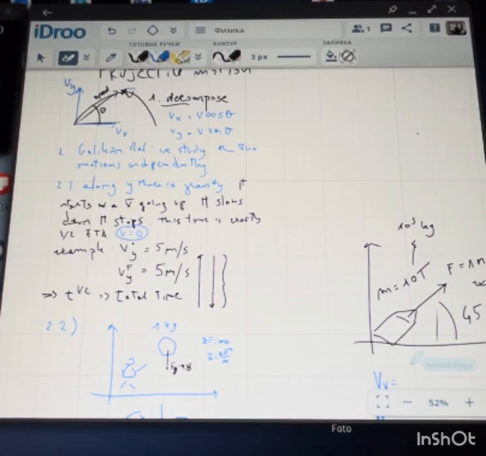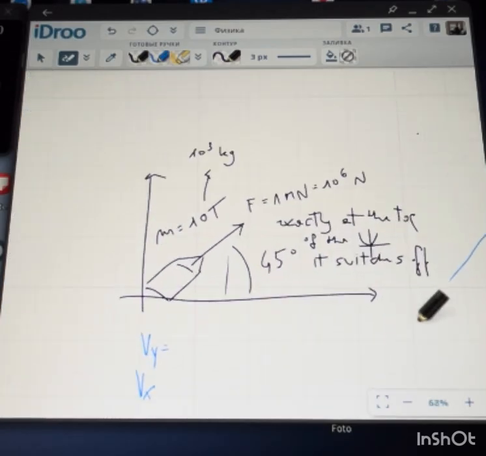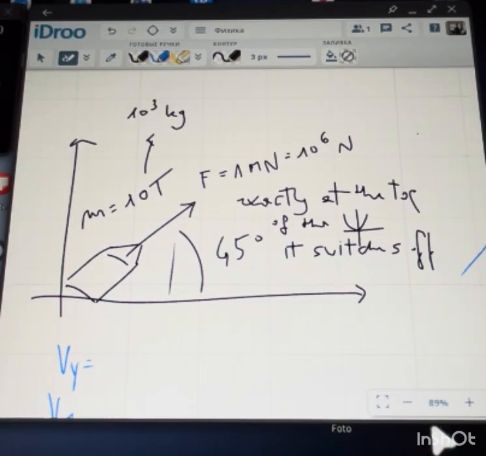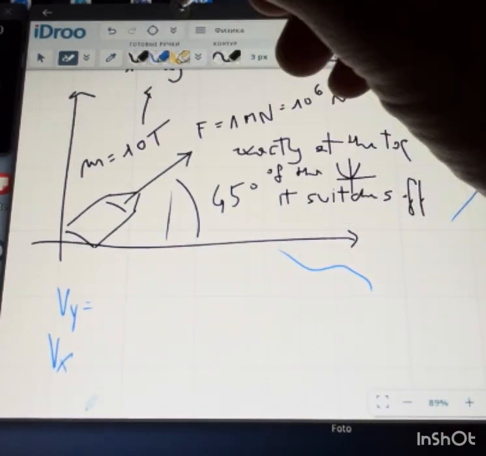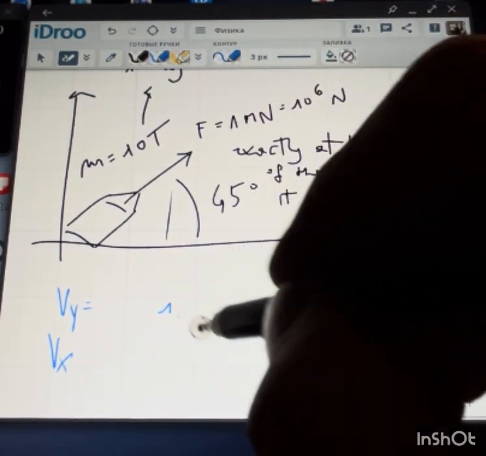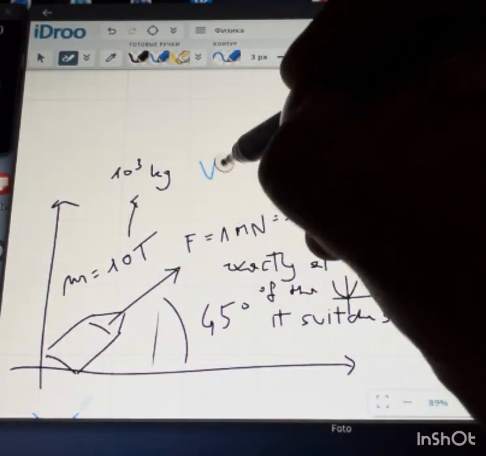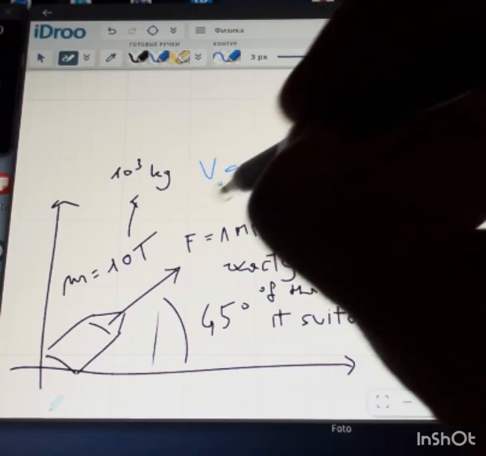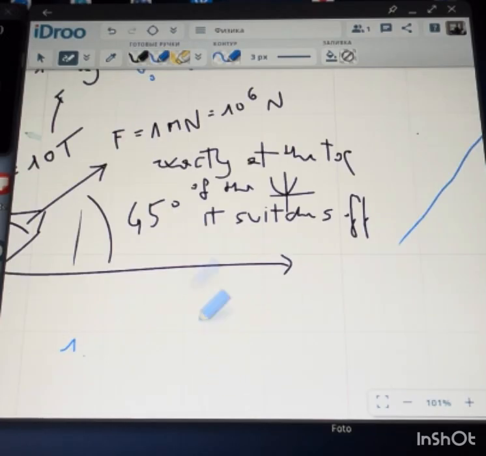I don't want to overcomplicate it, but the point is, you first decompose what? Force. There is no velocity, so let's put v0 equals 0. It starts from rest. Yeah. 3, 2, 1, ignition.